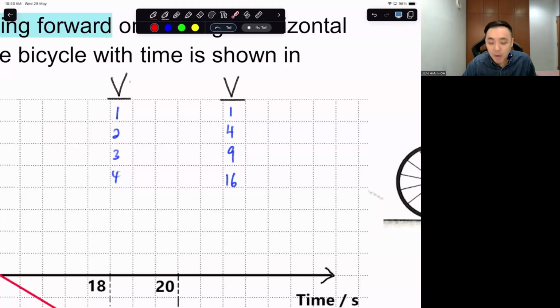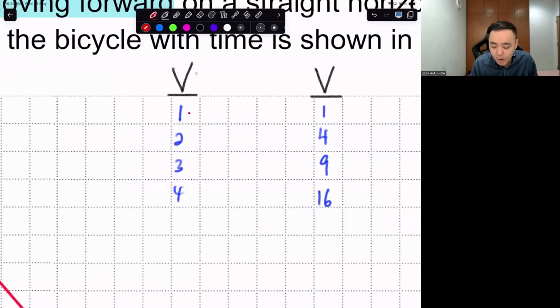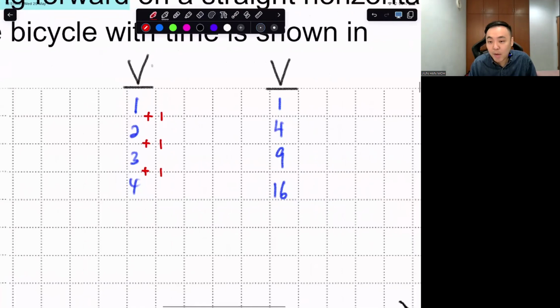Then you look at the number that is increasing. If you look at this, velocity 1 becomes 2. What happened? It increases by 1. And then 2 becomes 3, increases by 1. 3 becomes 4, increases by 1. But what about this one here? 0 becomes 1, plus 1. And then 1 becomes 4, plus how many? Plus 3. 4 to 9, plus 5. And then 9 to 16, plus 7. Can you see a difference?